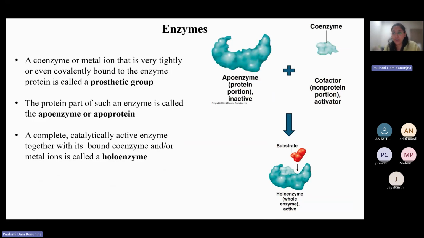Now, if you have cofactors and coenzymes, then how the enzymes are defined is, these cofactors or coenzymes that you know of, if they are tightly bound or covalently bound to the enzyme, they are called the prosthetic group. Prosthetic means something additional. Without the coenzyme, the protein is called apoenzyme. When they come together, they are called the holoenzyme. Holo means complete. So a complete catalytically active enzyme, which is bound with its required coenzyme or metal ion, is called a holoenzyme. So you have apoenzyme, holoenzyme, and its cofactor.